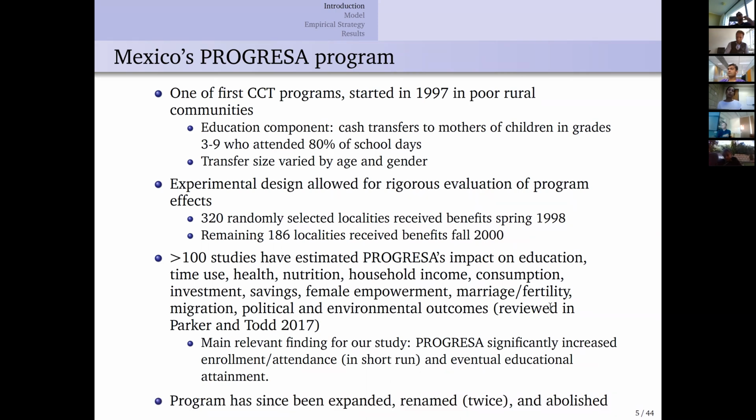Just as a side note, this program has since been expanded and renamed twice. But more recently, it was abolished and replaced with other social safety net type programs.